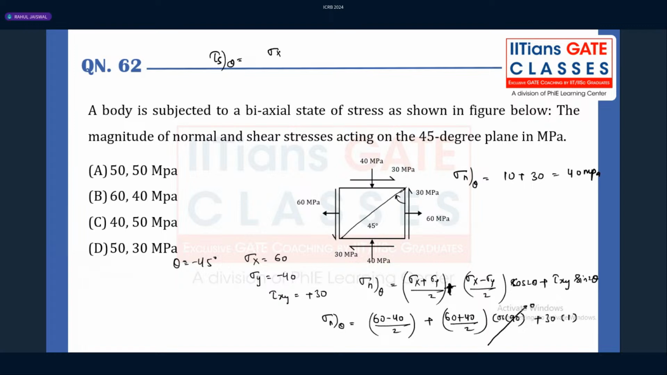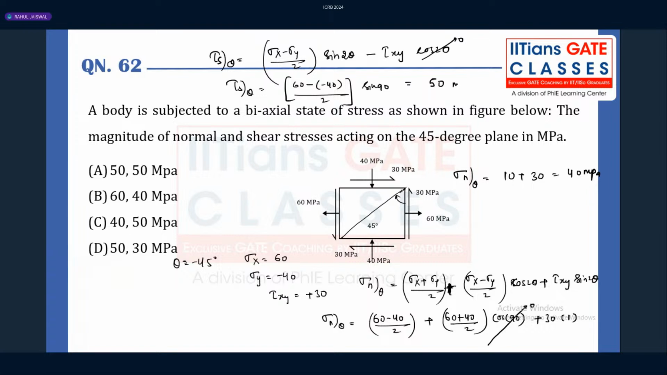What is tau theta? Sigma x minus sigma y by 2 sin 2 theta, minus tau xy cos 2 theta. Now, if you put into this formula, what can you get, guys? Sigma x is 60 minus minus 40, that becomes plus, 100 by 2, which is 50. Sin 90 is 1 and cos 90 again will be 0. So this answer will be what, guys? 50 megapascal. So 40 and 50, that should be correct. This will be the correct answer, guys.